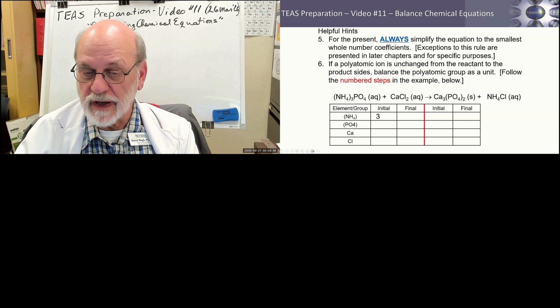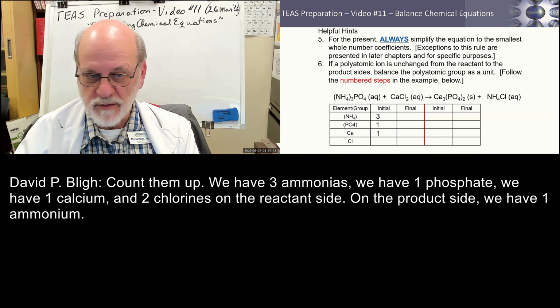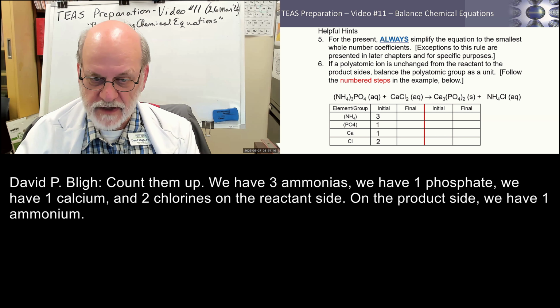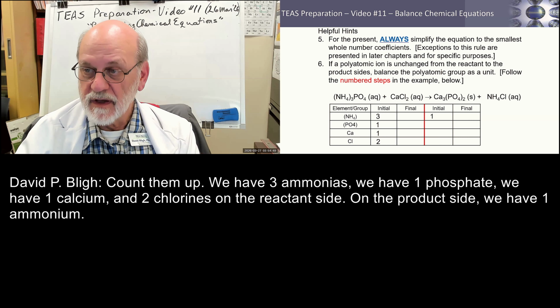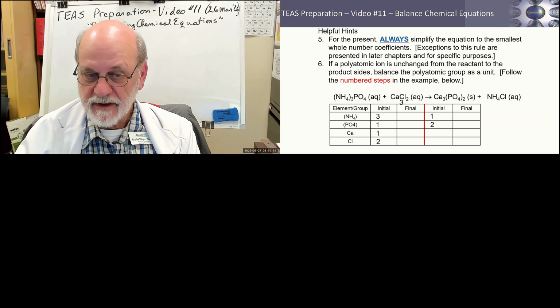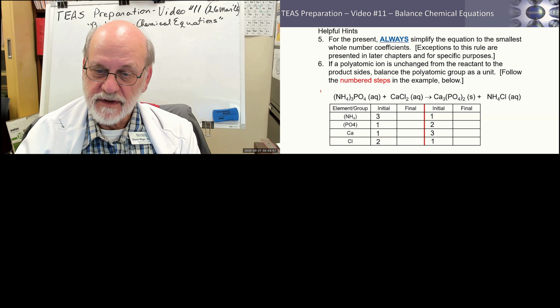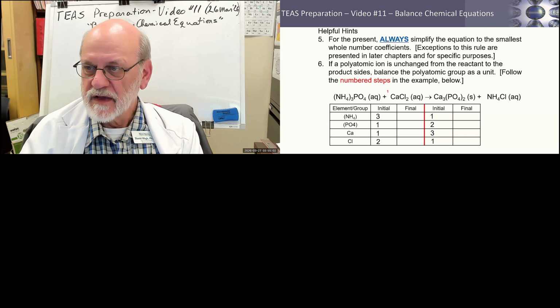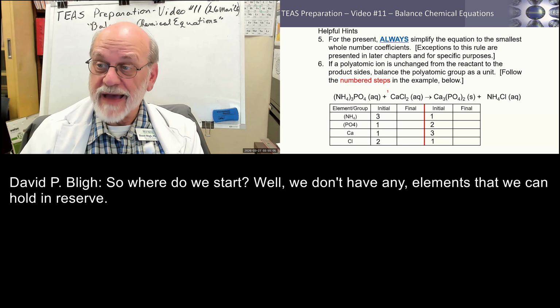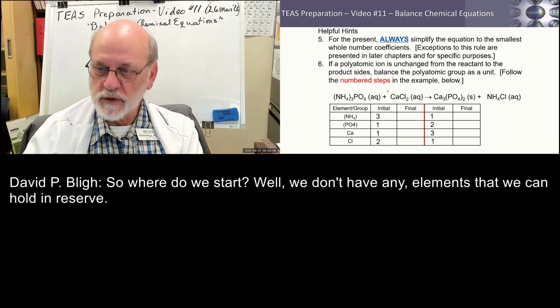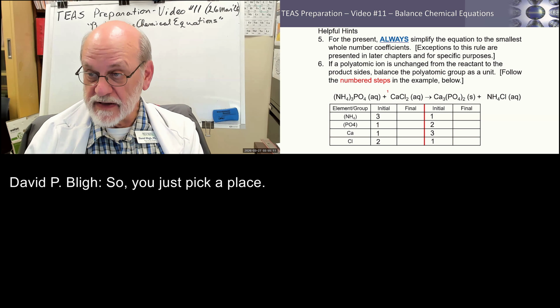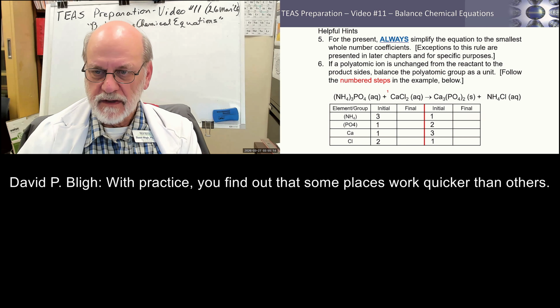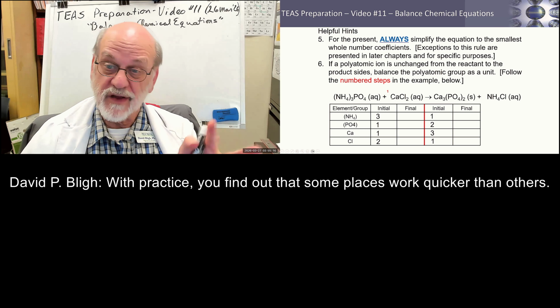The initial tally is what? Right? Count them up. We have 3 ammoniums, we have 1 phosphate, we have 1 calcium, and 2 chlorines on the reactant side. On the product side, we have 1 ammonium, we have 2 phosphates, we have 3 calciums, and 1 chlorine. So where do we start? Well, we don't have any elements that we can hold in reserve. So you just pick a place. With practice, you find out that some places work quicker than others.